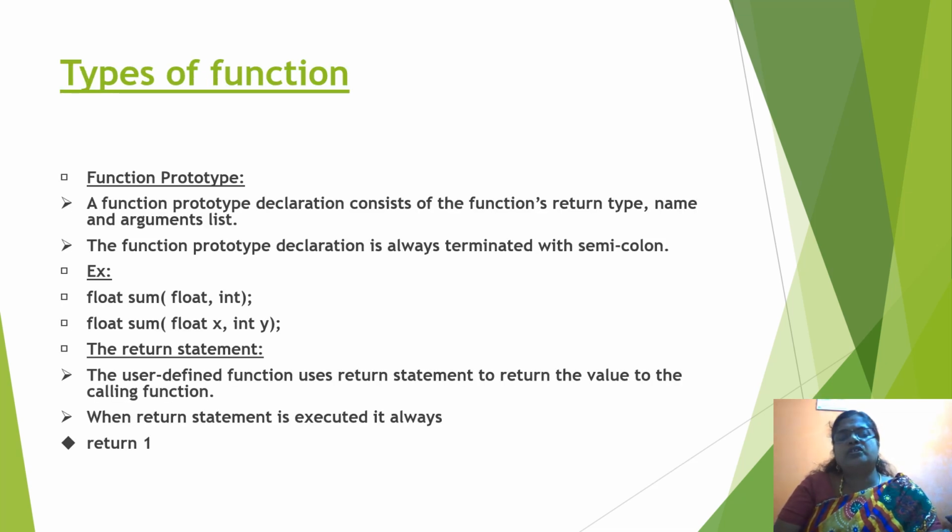Next is the function prototype. A function prototype declaration consists of a function return type, name and argument list. The function prototype declaration is always terminated with a semicolon. For example, float sum(float, int); or float sum(float x, int y). The return statement: the user-defined function uses the return statement to return a value to the calling function. When the return statement is executed, it always returns one value.